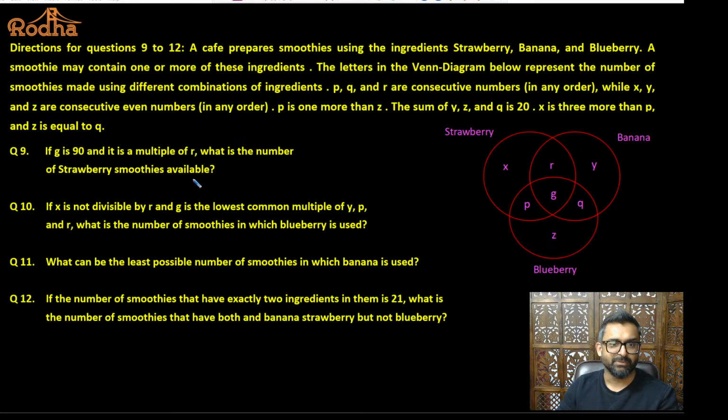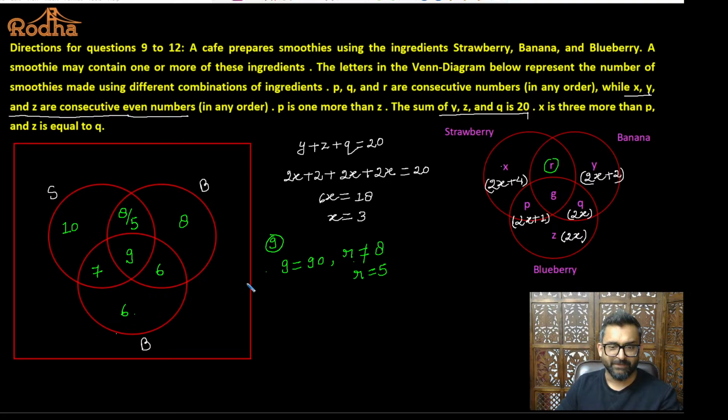Then what is the number of strawberry smoothies available? Strawberry smoothies available, tell me its summation. Strawberry means x plus r plus p plus q. That's what we have to find out. So what is the value of x plus r plus p plus q? That is 10 plus 7 plus 5 plus 9. So 10 plus 7 is 17, plus 5 is 22, plus 9 is 31. Will that be okay? Fine. This value can either be 31 or 34. That's it.